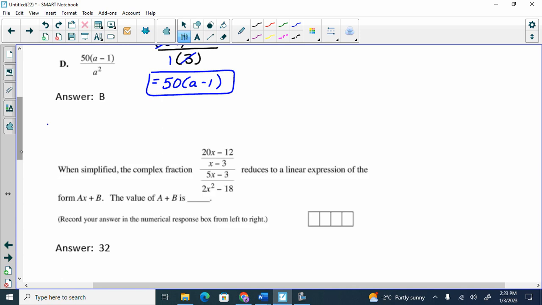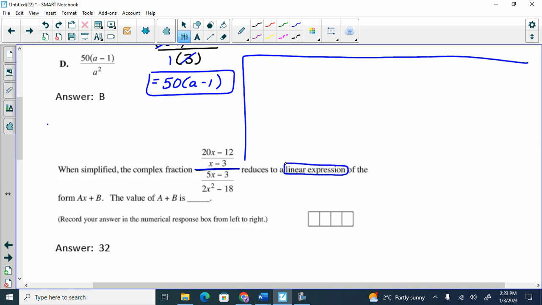So it says, when simplified, the complex fraction (20x minus 12)/(x minus 3) over (5x minus 3)/(2x squared minus 18). This is a division symbol, so we're going to write it sideways up here. It reduces to a linear expression, of the form ax plus b. There are no brackets in there. Then the value of a plus b is what?